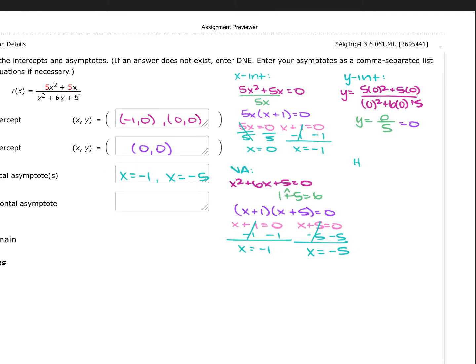For your horizontal asymptote, you are going to compare your numerator's degree with your denominator's degree. The degree for the numerator is 2. The degree for the denominator is 2. These two are equal to one another, so you're going to take the numerator's leading coefficient and put it over the denominator's leading coefficient. That's going to give you 5 over 1, which is just y is equal to 5.